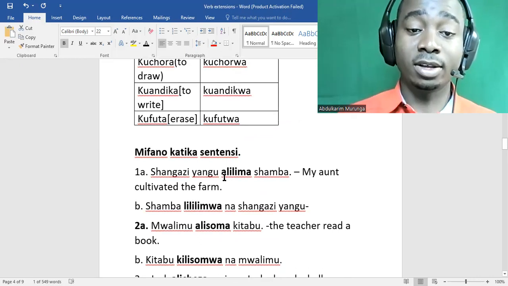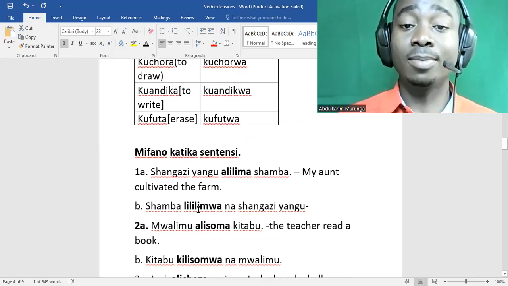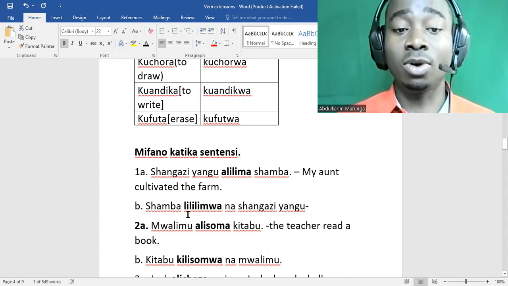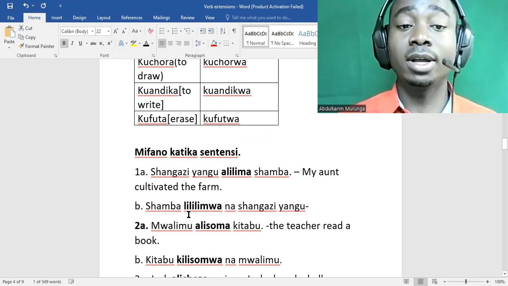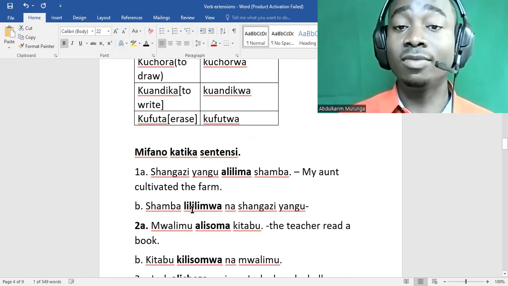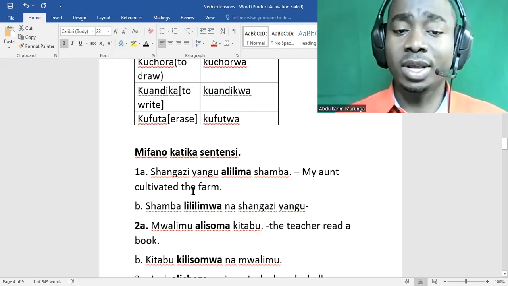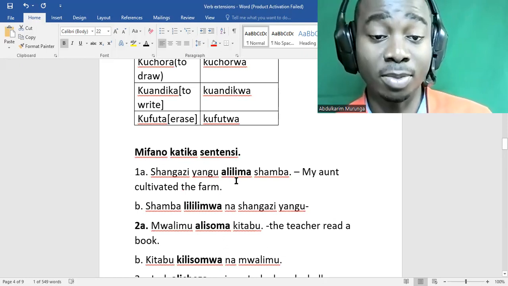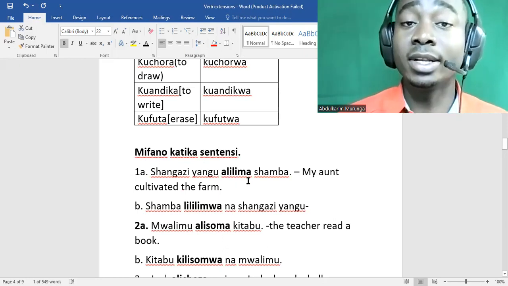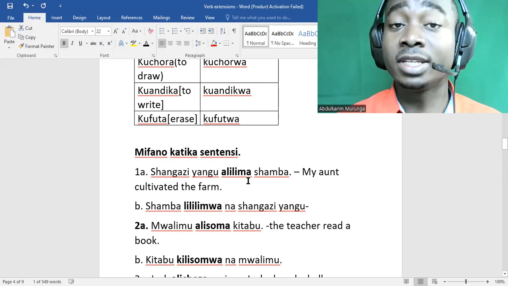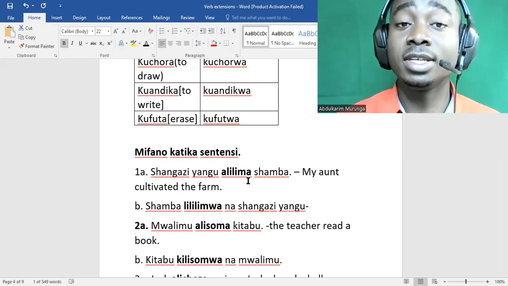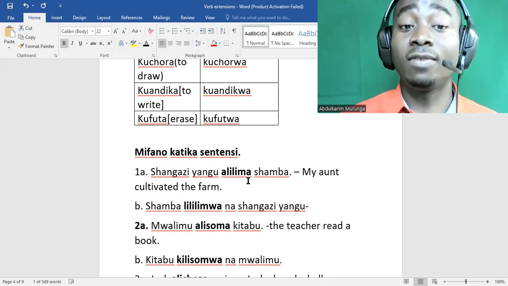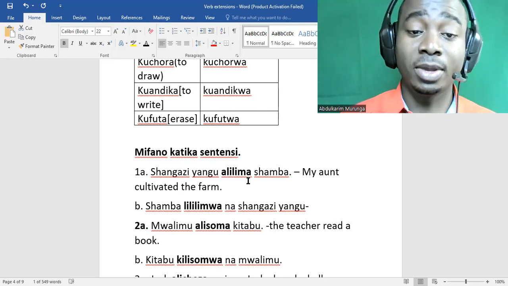Shamba is in the ji-ma class, or li-ya, so we say shamba lililimwa. That li is for that class, shamba. Also, we can add this li here: shangazi yangu alilima shamba. When we add that li, it becomes the object prefix for the farm. He cultivated the farm.